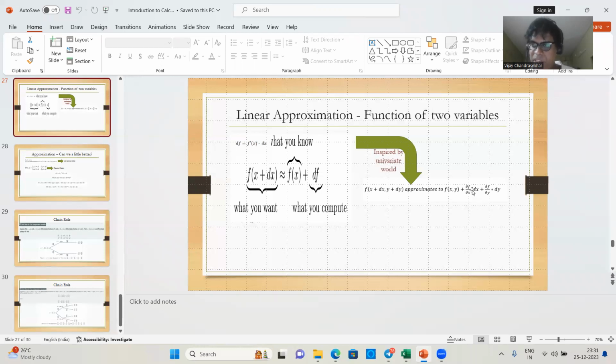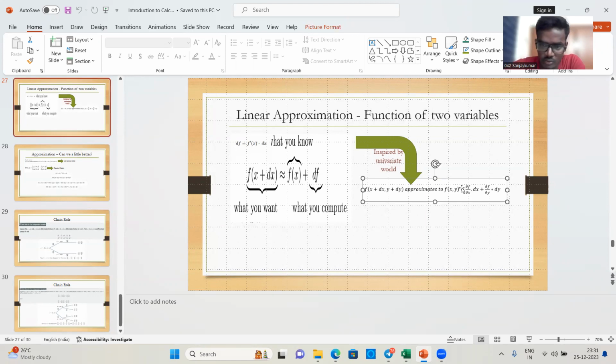f of xy plus dou f by dou x into dx plus dou f by dou y into dy. Do you understand that bit, Sanjay? Can you please repeat this too? All right. Okay, it's simple.